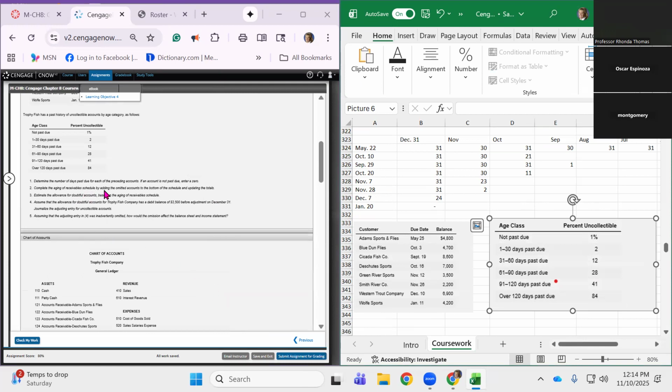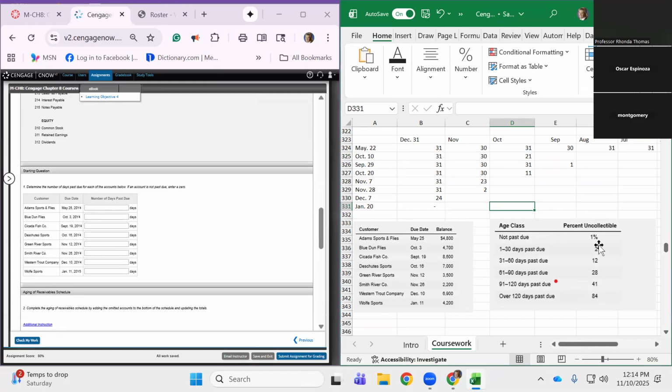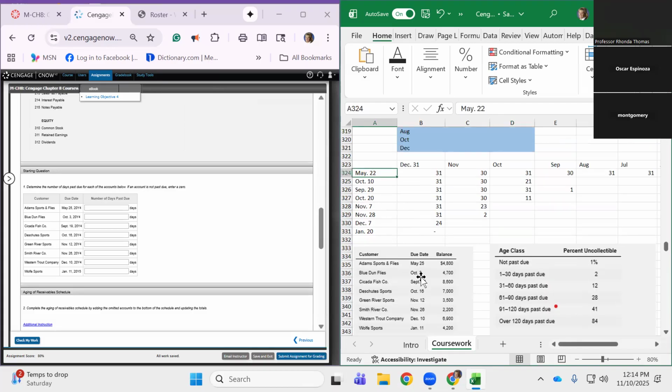It says determine the number of days past due for each of the preceding accounts. So we've got to know how many days past due Adams, Blue Dun, Cicada, Deschutes, Green, Smith, Western, and Wolf. All right, so we're going to figure out what they are. Okay, so I'm going to put down, how many do we have? 1, 2, 3, 4, 5, 6, 7, 8. I'm going to put their due date here.